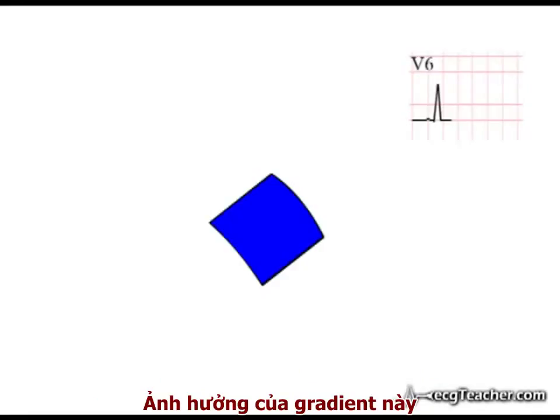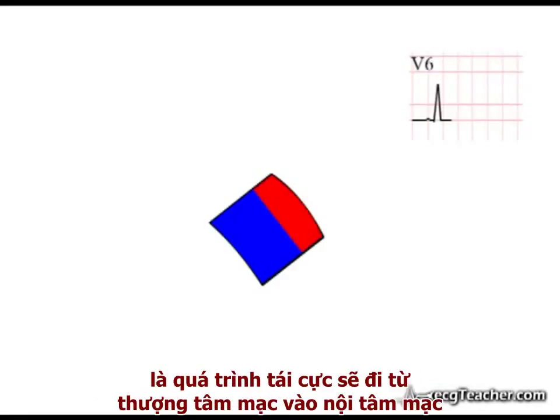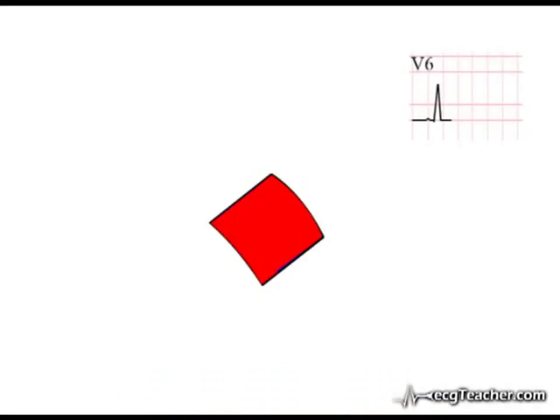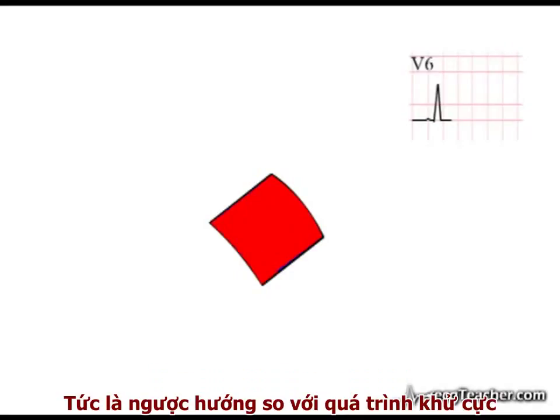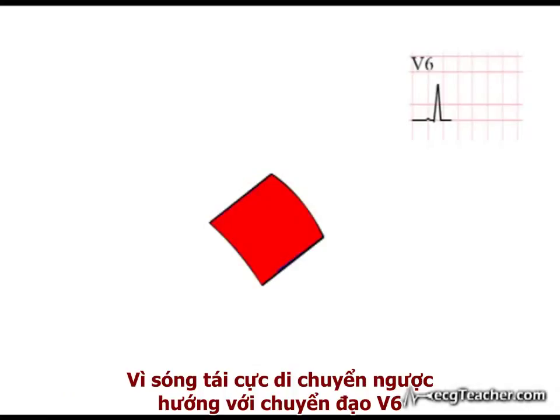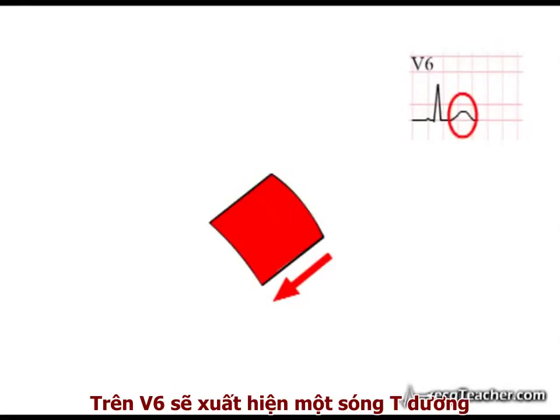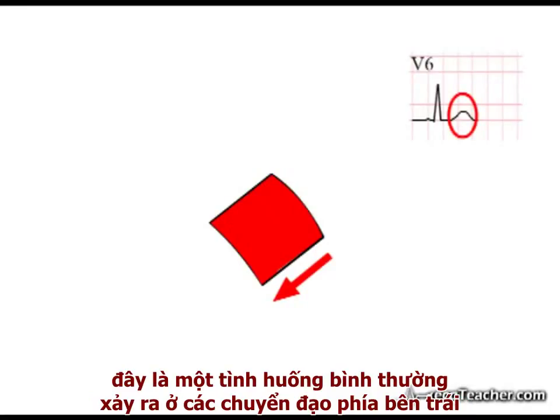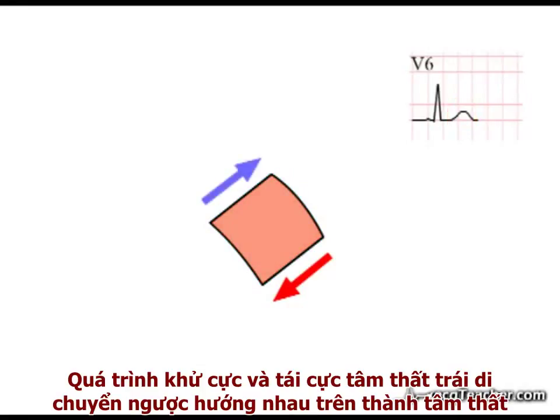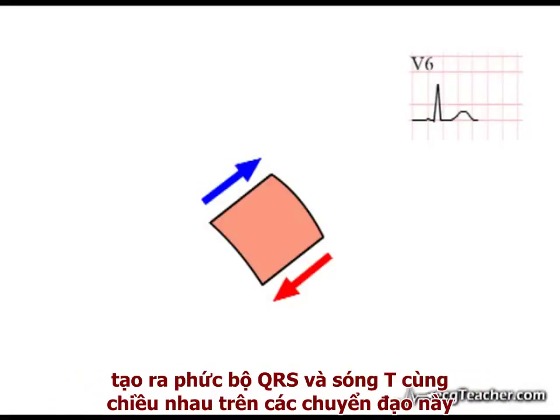The net effect of this gradient is a progression of repolarization across the wall, moving in the opposite direction to the depolarization wave. As repolarization is moving away from the lead, a positive T wave is produced in V6. This is the normal situation in the left-sided chest leads. Left ventricular depolarization and repolarization move in opposite directions in the ventricular wall, producing concordant QRS complexes and T waves in these leads.